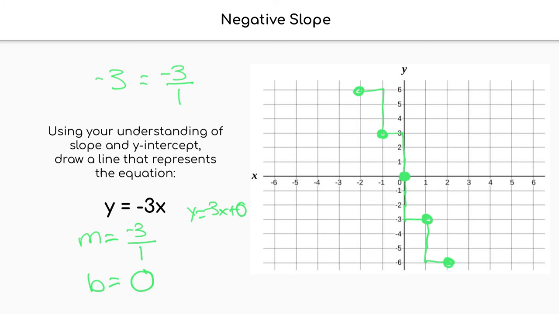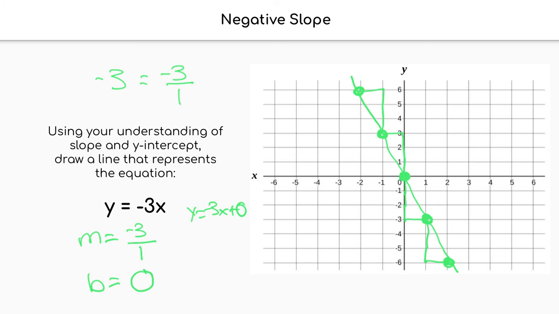And even before I draw my line, it's good just to double check. And I could see that my line is really going downhill from left to right. So if I made a mistake, it might be going uphill. But since our slope is negative, the line also has to be going downhill, negative. So now, let's draw our line, connecting the points. And there is our line.